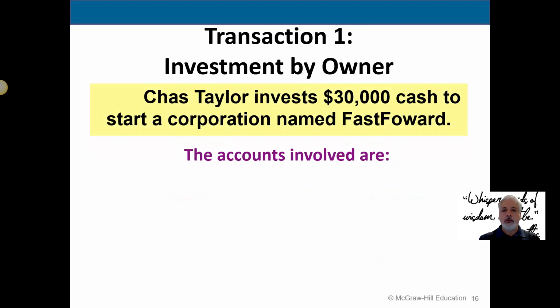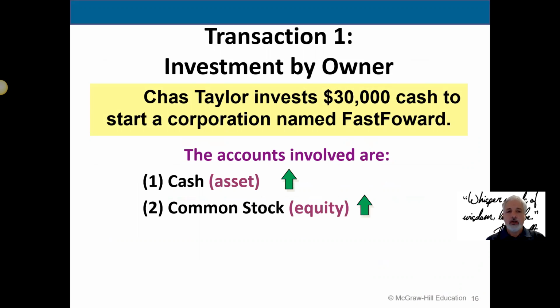So we have an investment by owner. What's happening? $30,000 we collected. An asset went up by 30 grand, and our common stock, our equity, went up by 30 grand. Are we in balance? Yep, assets 30, liability 0, equity 30. Cool.